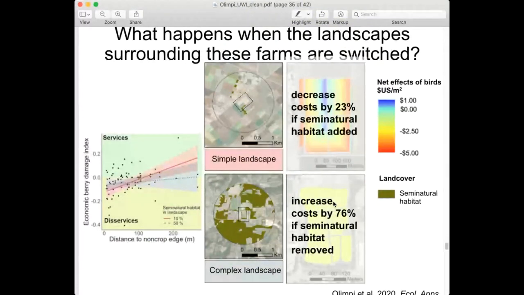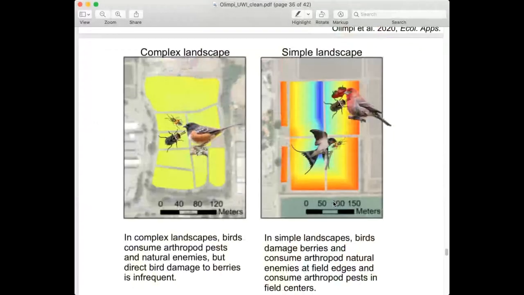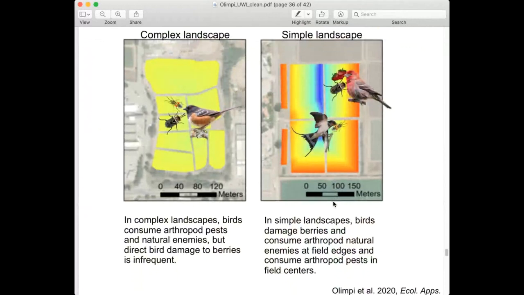So it might be easier to think about what happens if you were to switch the landscapes surrounding these farms. If the farm in the simple landscape all of a sudden had semi-natural habitat, we would see a decrease in costs by 23%. Similarly, if we took away the habitat from the farm in the complex landscape, we'd see an increase in cost by 76%. So this really demonstrates the protective effect of semi-natural habitat.